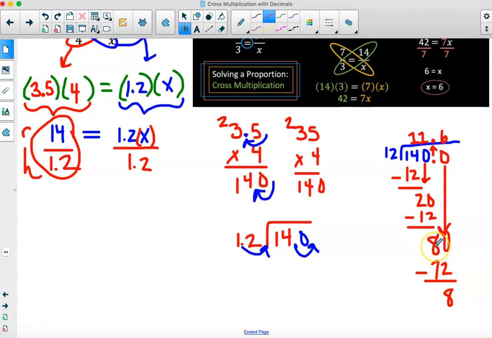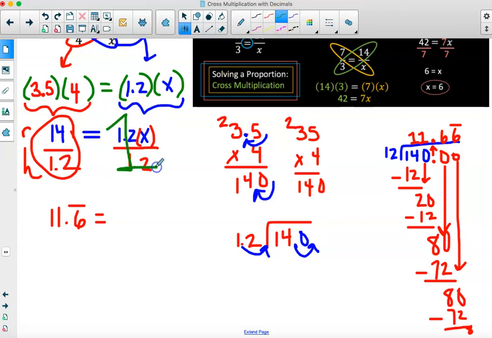I want you to notice we're starting to see a pattern. We already had an 8. We bring down a 0. Well, guess what? 12 goes into 80 6 times again. We get 72. We subtract, we get an 8. This pattern will continue, so we can just go ahead and draw a line over the 6. So 14 divided by 1.2 is equal to 11.6, and this 6 repeats, so you can just draw a line over it.